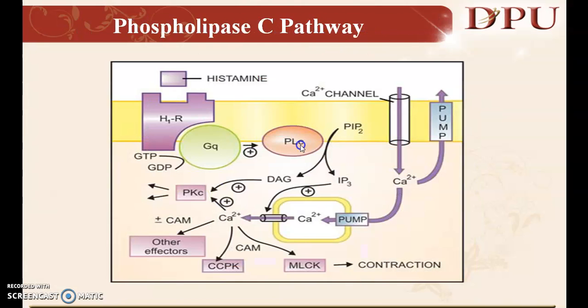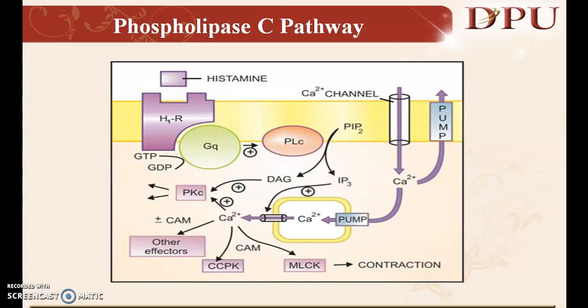Now what happens when GQ protein gets activated? Consider a receptor which is coupled to GQ protein. For example, you can see in the picture here, consider an example of a drug, that is histamine. So if histamine is binding to this receptor and this receptor is coupled to GQ, this receptor gets activated and the GQ protein gets activated. Activation of GQ protein will activate the enzyme phospholipase C.